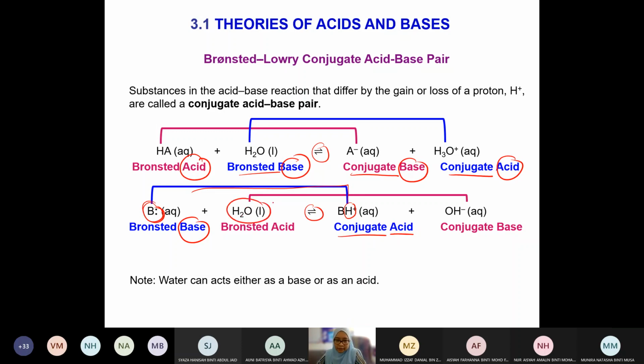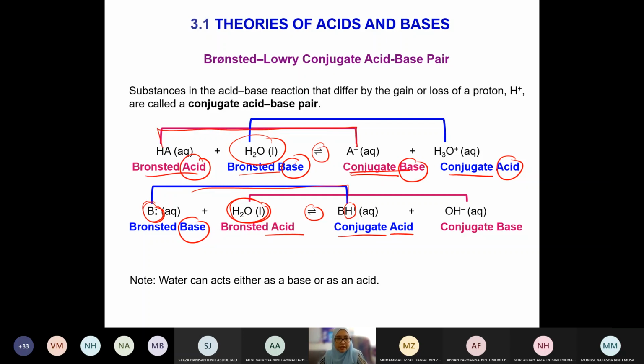Look at water. This time around, water behaves as an acid, because water depends on who it combines with. Just now, earlier on, we had water as a base. This one, we have water as acid for the second reaction. So this is what we call amphoteric characteristic. It can act either as a base or as an acid. Make sure that you have the pairing correct. Not only do you have to list down, you have to pair.